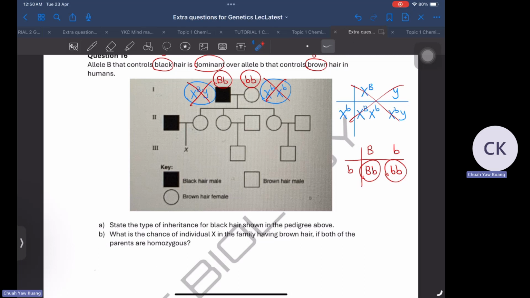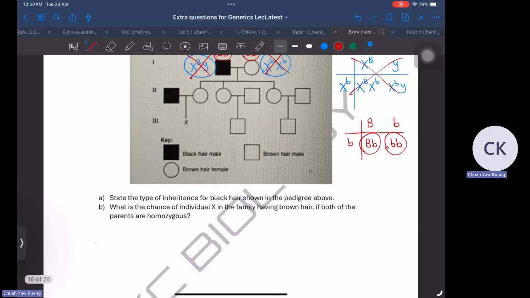So with that, now we can confirm that the type of inheritance is autosomal dominant. So that is the answer, A, autosomal dominant. The black hair is an autosomal dominant trait. So once we know that this pedigree is autosomal dominant, we know that this question will follow the normal Mendel model.